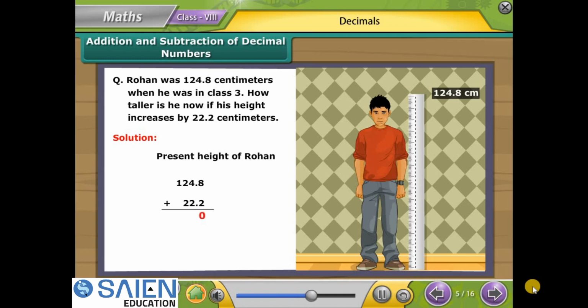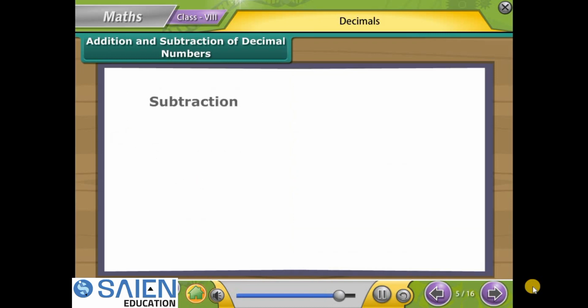We write 0 at the bottom and 1 as a carryover on 4. The sum of 1, 4 and 2 gives 7 and 2 and 2 gives 4. Thus, the height of Rohan is 147.0 centimeters. Similarly, we can subtract one decimal number from another. Here we subtract first the digits at the right side of the decimal, followed by those at the left side.